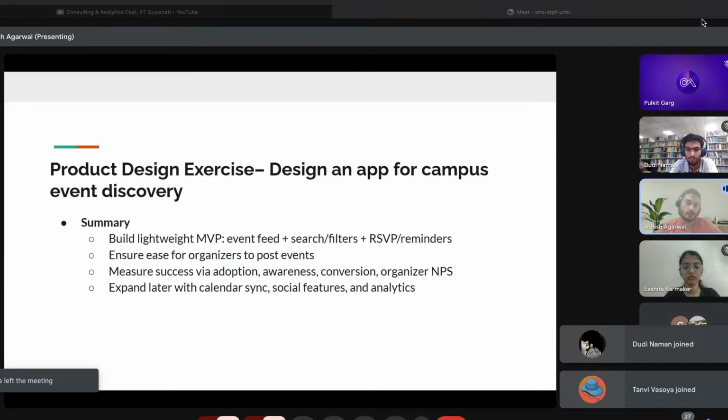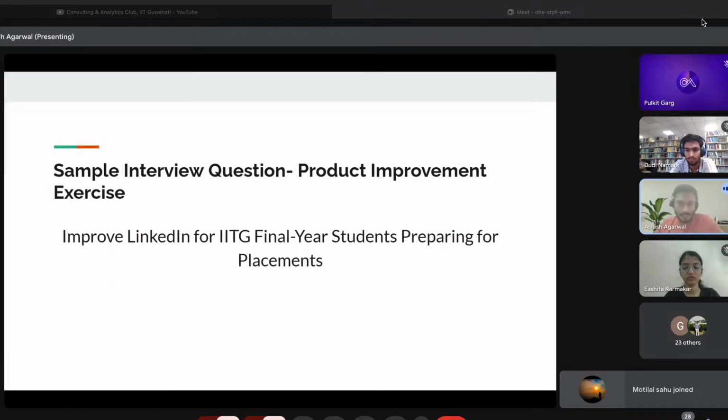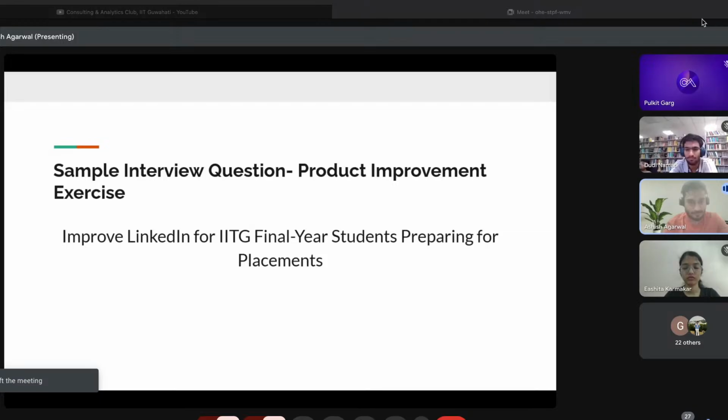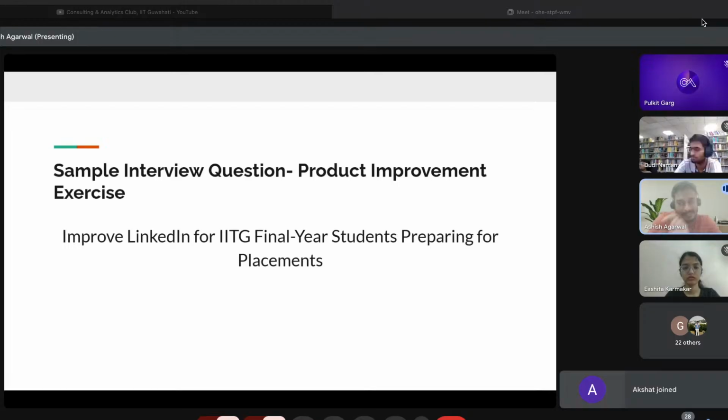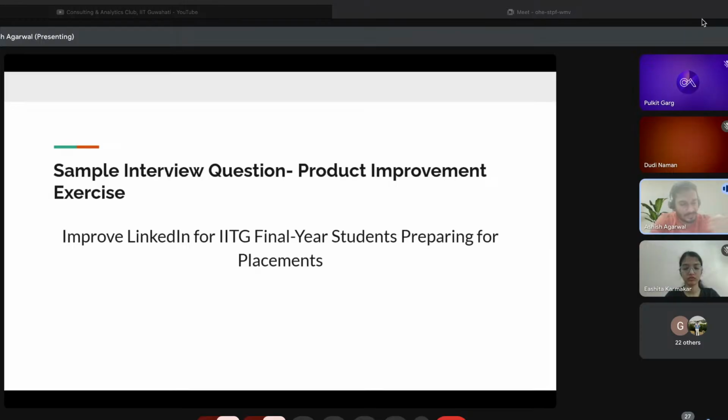The other one is about product improvement. This is a problem that, I think, a lot of you can think of. You might be the users for it. So what we want to do is improve LinkedIn for IITG final year students preparing for placements. We have a specific user in mind, and we want to improve an existing product that we have. So I'll give you around 10 minutes for this. You can go ahead in the YouTube chat or the session chat itself and talk about how you will approach it.